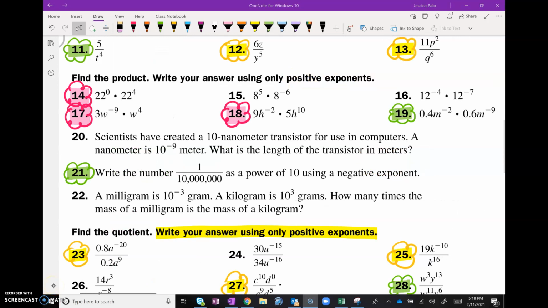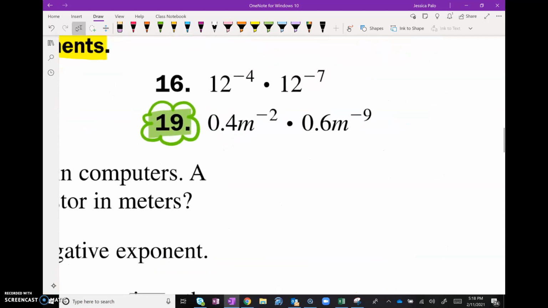Next green problem was number 19. You had to write your answer using only positive exponents. You can see in number 19 that we are using multiplication. That means you needed to use the product of powers property to solve this problem. And then you needed to use your knowledge of negative exponents to simplify. Please solve this one.